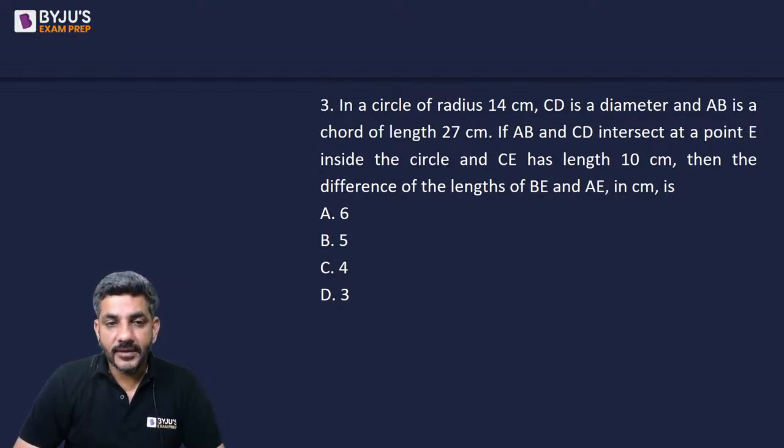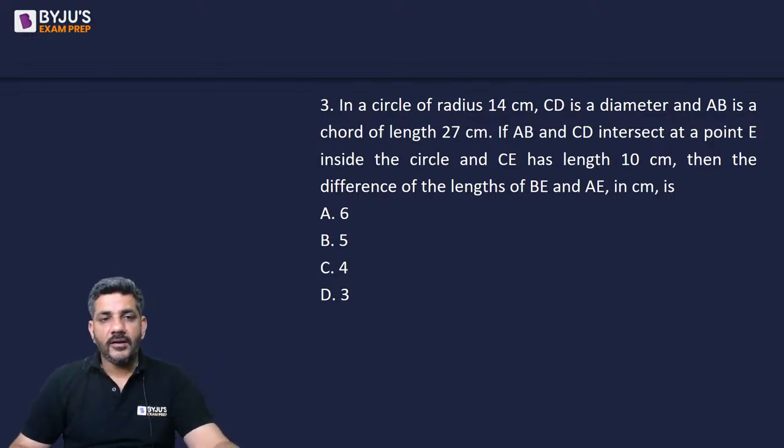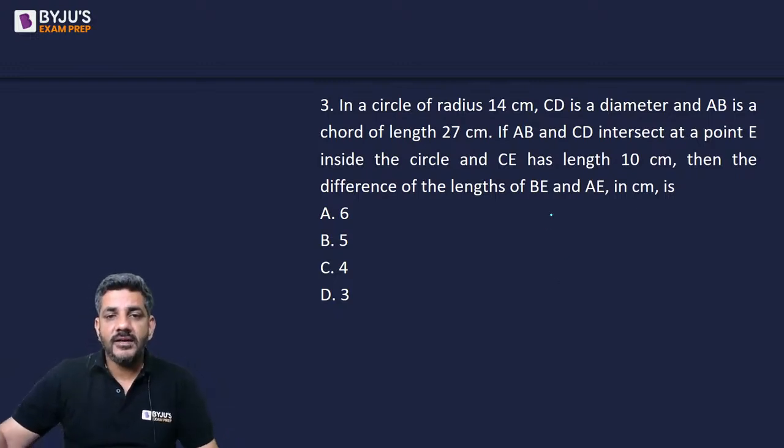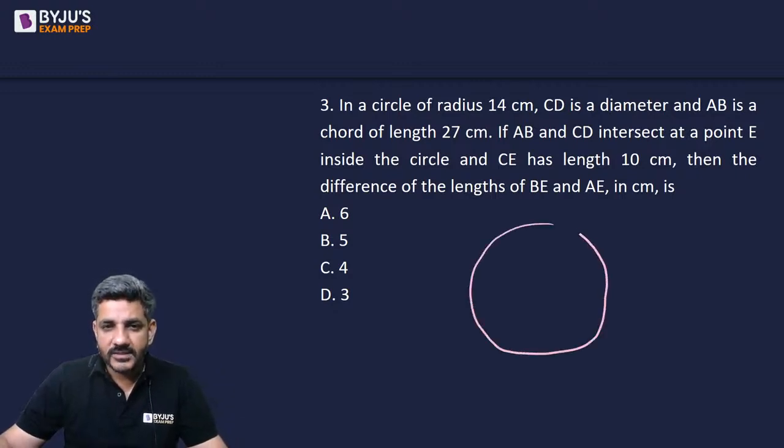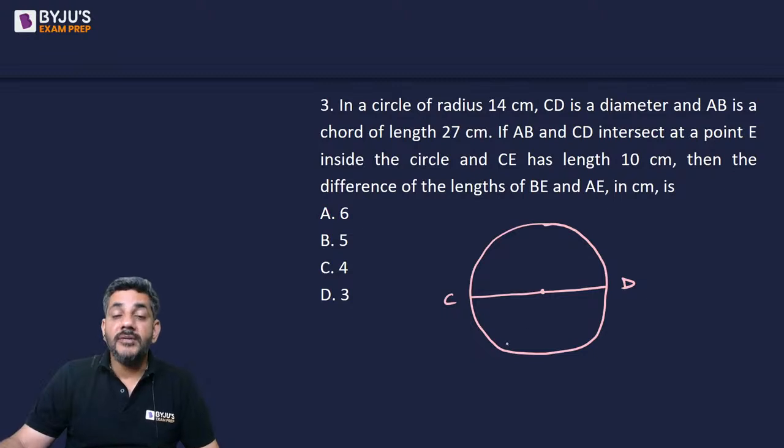A question from geometry. So let's start doing it now. In a circle of radius 14 centimeters, he says CD is a diameter. So first of all, let me make the circle here. So it's a circle, radius 14, and CD is the diameter. So can I say the length of CD is going to be 28, right? Because the radius is 14, the diameter is going to be 28. So the length of CD is 28.